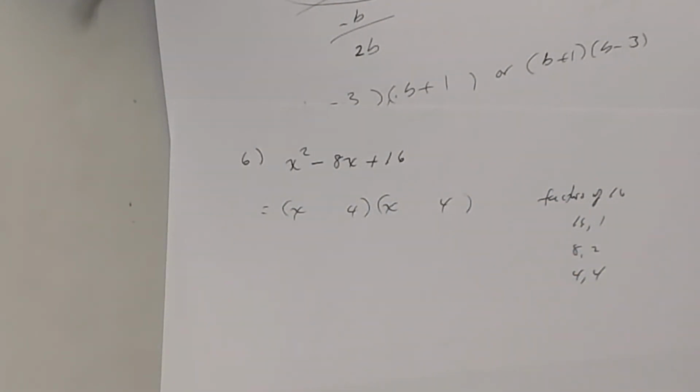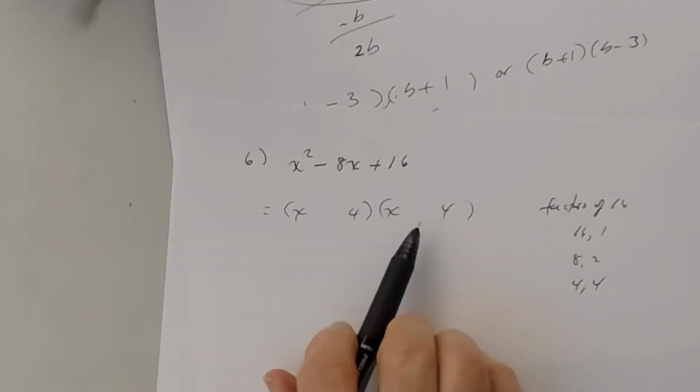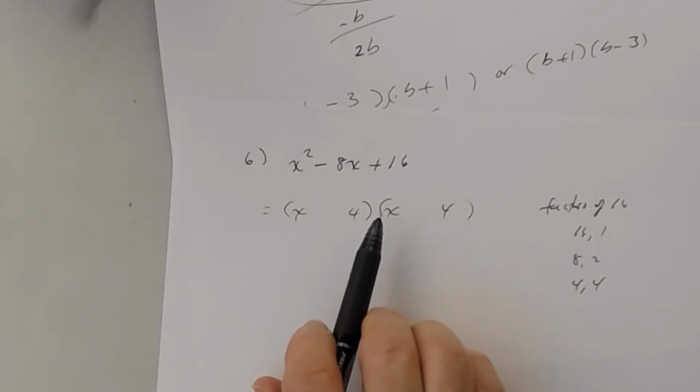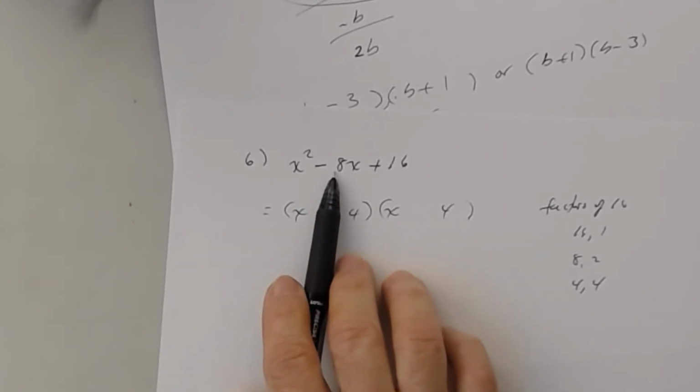What else should you be asking yourself as you go through this process? What's the next thing? The signs that I'm going to need. What is it? Negative, because the last sign is positive. The only way you can get a positive is both the 4s are both what? Positive or negative. You know that it has to be what? Negative because of the middle term.